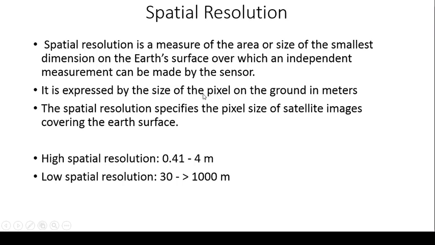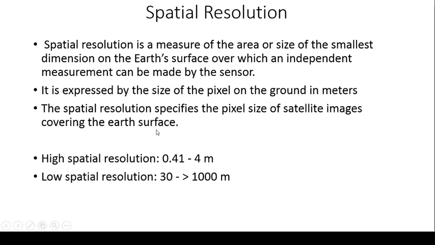Like in the earlier image which we have seen, the perfect example is of spatial resolution, because it completely depends on the size of the pixel, which is measured in comparison with the area on the ground, that is in meters: 30 meter by 30 meter, 5 meter by 5 meter, or 1 meter by 1 meter. The spatial resolution specifies the pixel size of a satellite image covering the Earth surface.